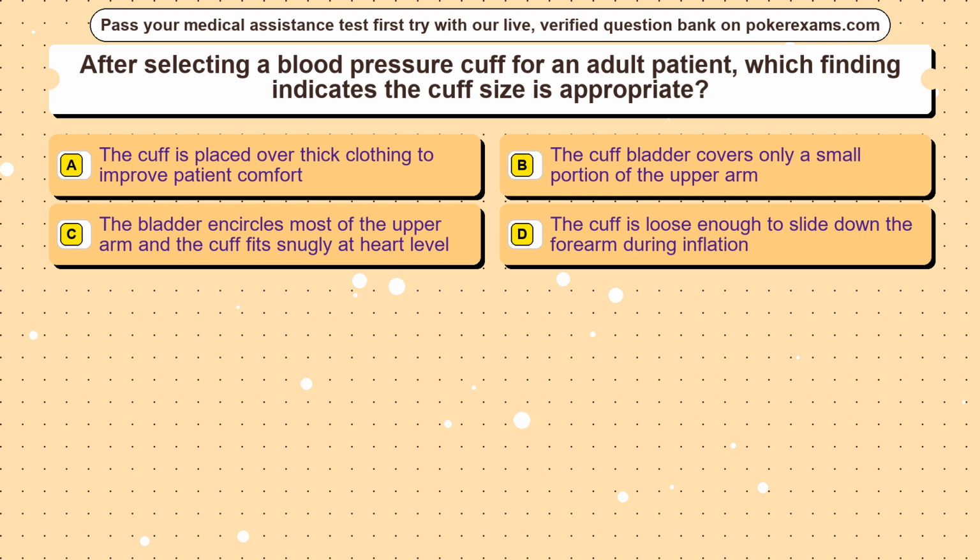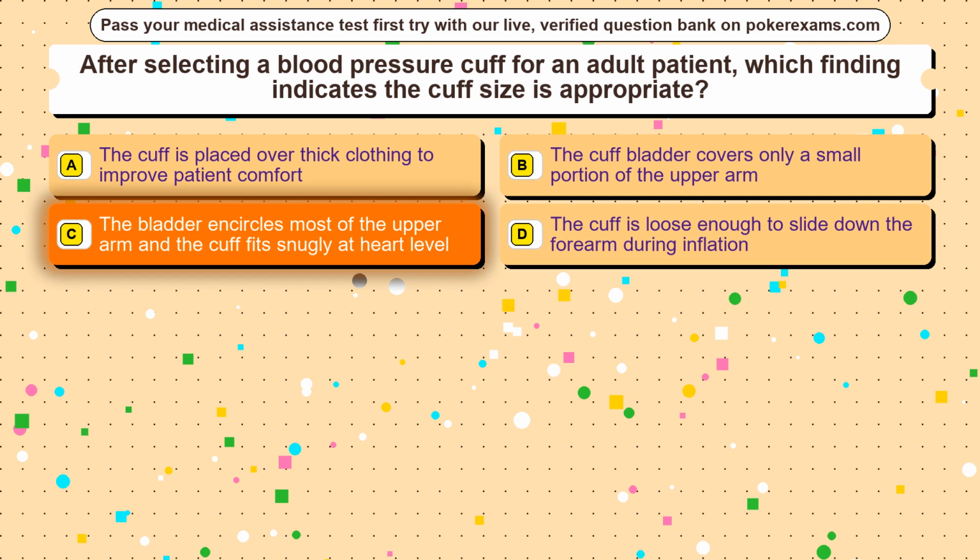Option B. The cuff bladder covers only a small portion of the upper arm. Option C. The bladder encircles most of the upper arm and the cuff fits snugly at heart level. Option D. The cuff is loose enough to slide down the forearm during inflation. The correct answer is option C.